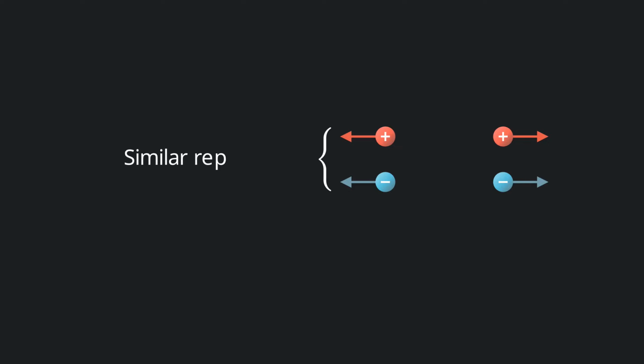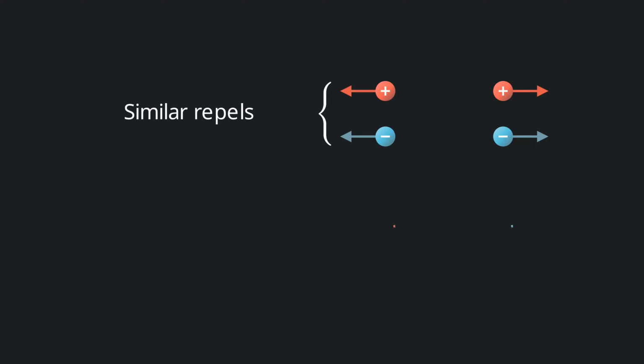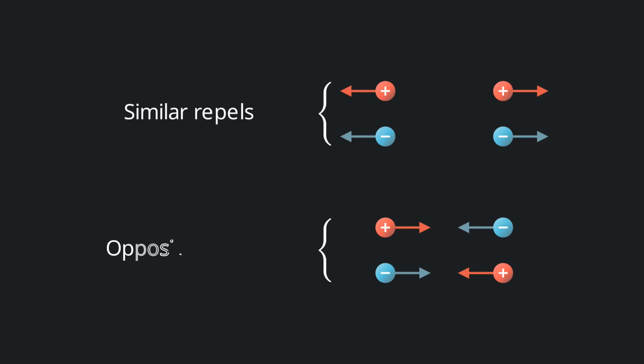Now, we haven't yet talked about what's the difference between positive and negative charges. And it's quite simple. If we have two charges of the same type, so two positive charges or two negative charges, then these two charges will repel. You can remember similar repels. And if we have two opposite charges, so one positive and one negative charge, or the other way around, one negative charge and one positive charge, then they will attract each other. You can remember opposites attract.